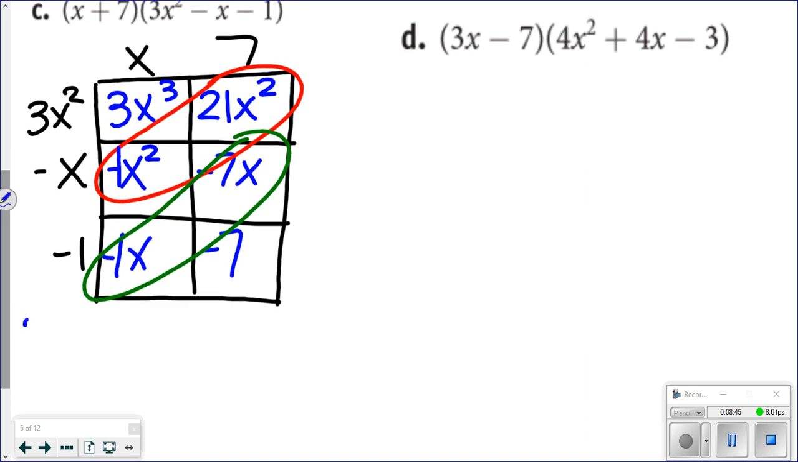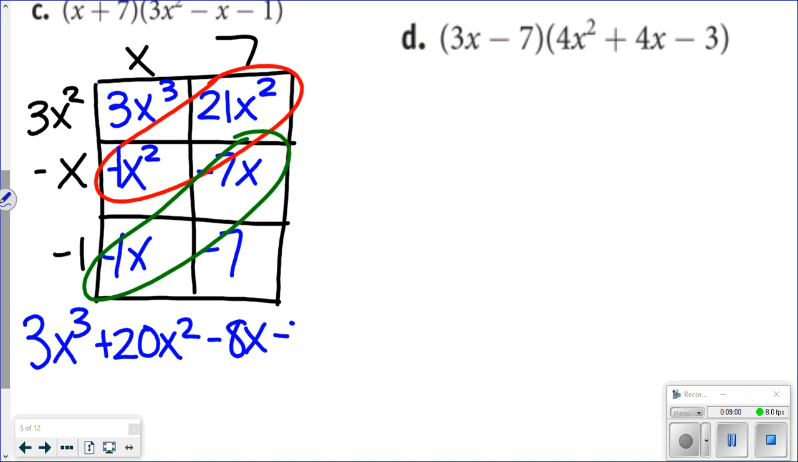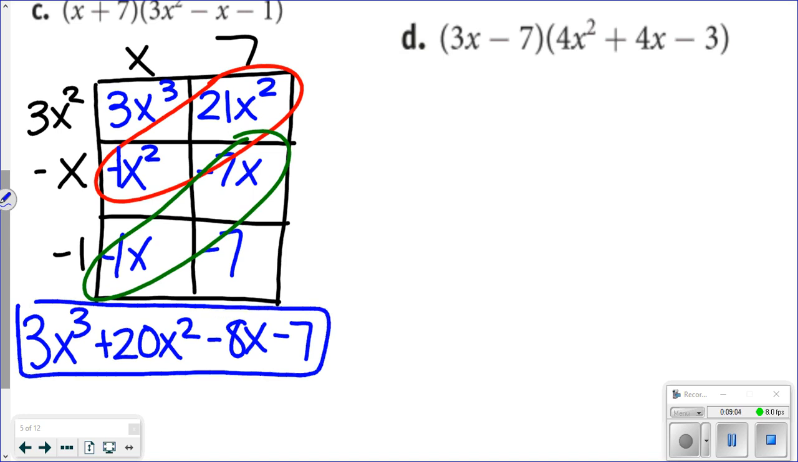So I have 3x cubed, 21 minus 1, negative 1 minus 7, and then the constant term of negative 7 goes at the end.